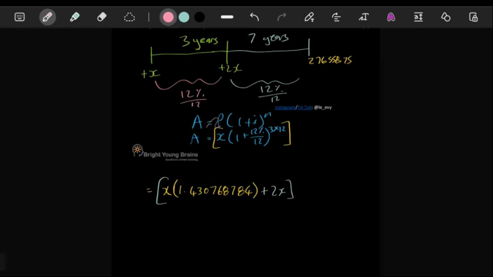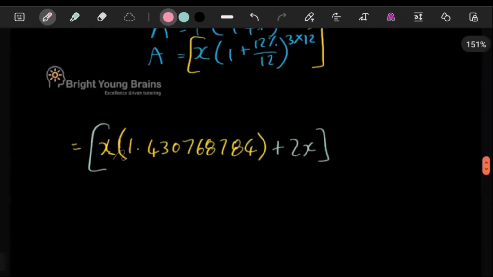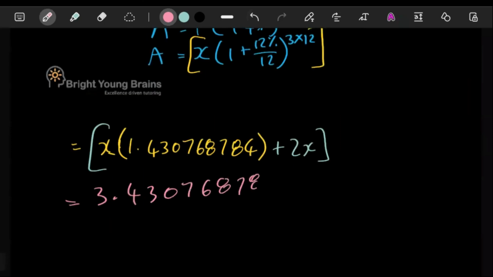So if you think of the compound interest formula, during this 7-year period, this is the money you put into the account. So it's this value here plus 2x. Let's see what that is. Remember, 2x plus this value x would just give you 3.4307687884x, you see.